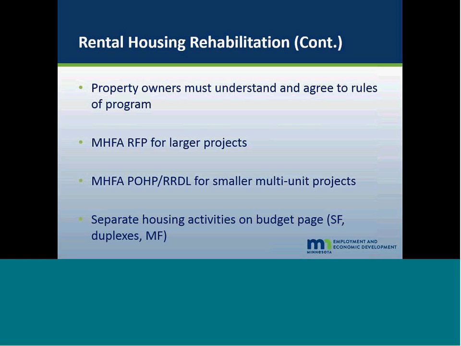MHFA is usually in larger projects, kind of coming in as gap. With the status of RRDL, we think there'll be still some RRDL opportunities out there for anyone who can pull that off. And remember, when doing the budget, separate out the rent budget by type, whether they're single family, duplexes, or multifamily. Don't combine them all into one budget.